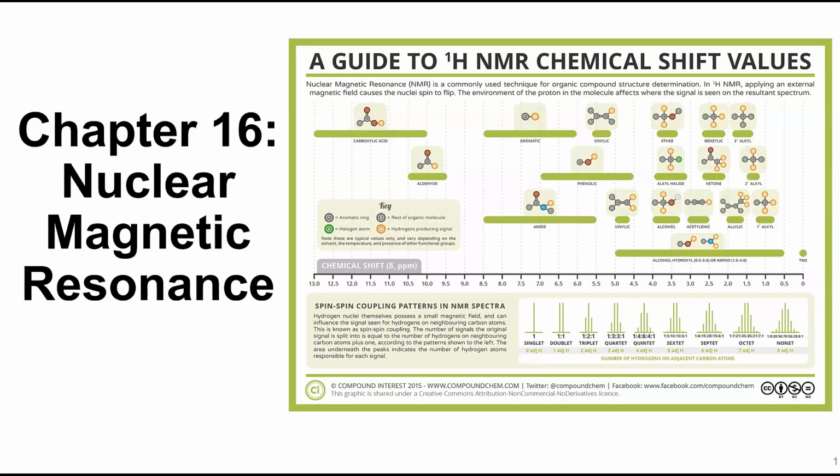Chapter 16 deals with nuclear magnetic resonance, which we call NMR. This is one of the most powerful forms of spectroscopy and gives a lot of information about compounds. This image is just kind of a Cliff Notes version of NMR and how you can read spectra, and we'll get to what these things mean in a while.